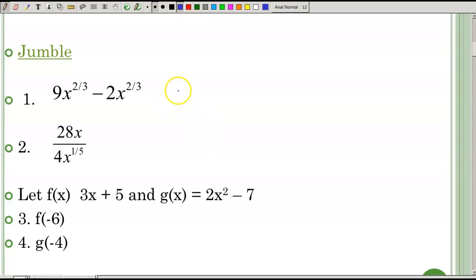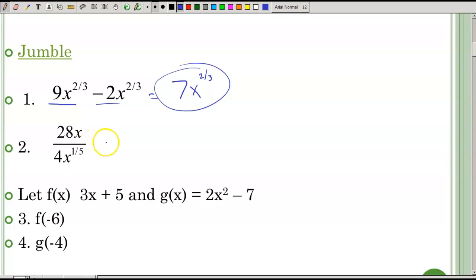If we look at number 1, it is 9x to the 2/3 minus 2x to the 2/3. In 6.2, we talked about rational exponents, but that doesn't really have much bearing on the actual problem we're doing here. We have like terms here. Since they both have x to the 2/3, the answer is going to be 9 minus 2, which is 7x to the 2/3.